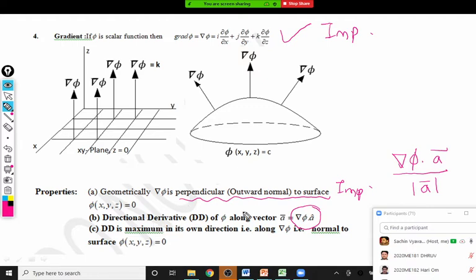And the last thing: in which direction do we get the maximum rate of change of that function? In which direction should we have the maximum rate of change of the function? Yes, anyone?